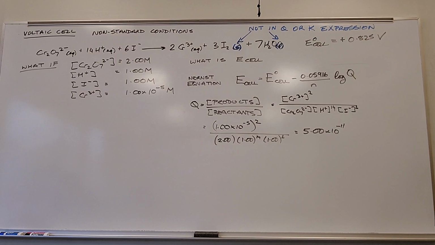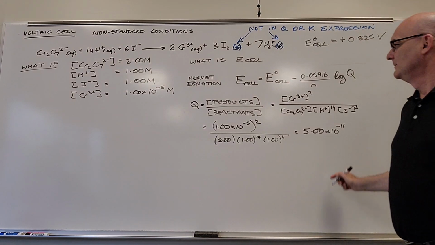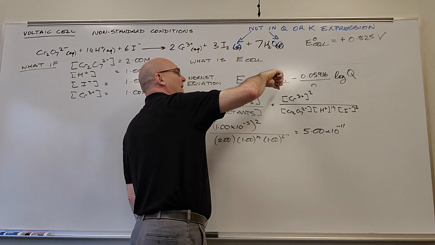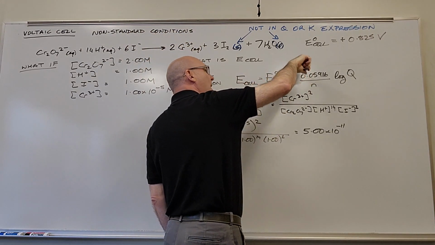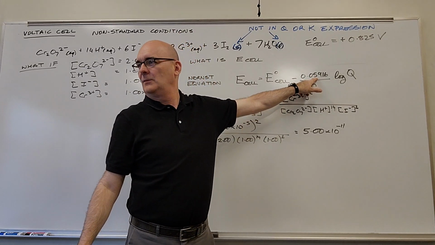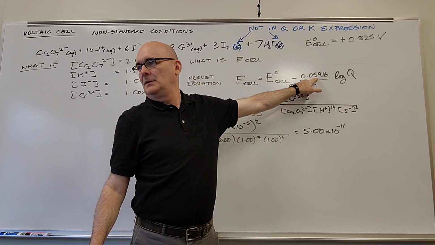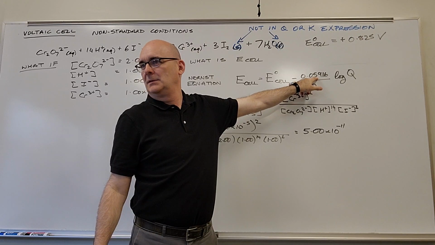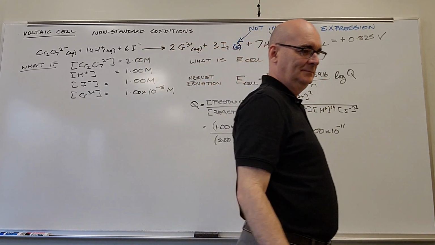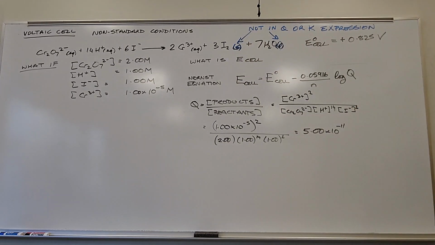All right. Go find the value of E. E cell is the standard value minus this. Where did that come from? Great question, Dr. McGuire. I forgot. It's in your notes. I don't know where I put it. I can't find it. I can't even find the Nernst equation.